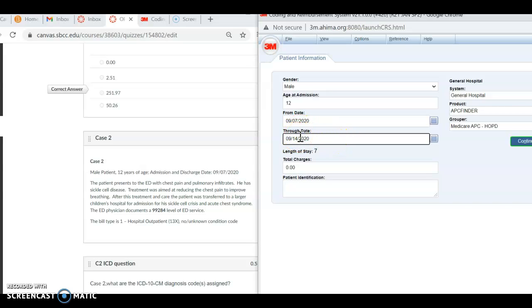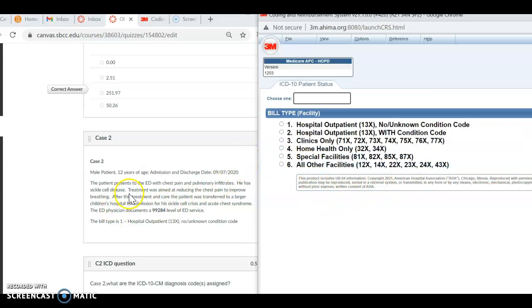Okay, so this patient here had chest pain, and they presented to the emergency department with the chest pain, pulmonary infiltrates, sickle cell disease. Treatment was aimed at reducing the chest pain. So after treatment and care, the patient was transferred to a larger children's hospital for admission for his sickle cell crisis and acute chest syndrome. A couple of different things here that we need to look at.